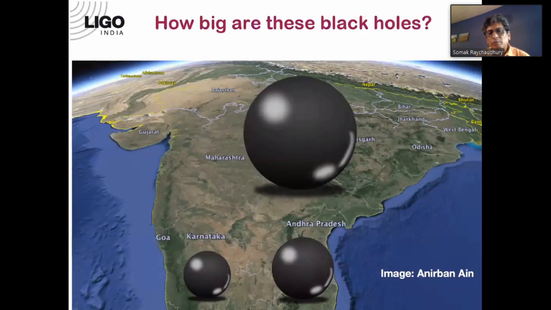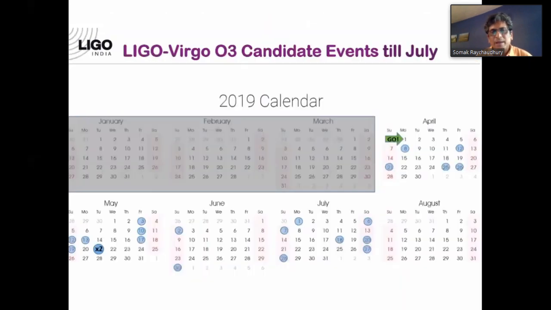How large were these black holes? Anirban Ain, who was a student here in IUCAA, produced this amazing plot to show the Schwarzschild Radius of the black holes of the first system that was discovered. These were the sizes of whole states of India in terms of the Schwarzschild Radius. And it just gives you the idea of how large these black holes are.